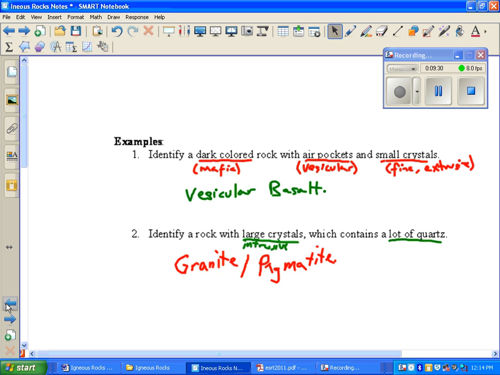So after this lesson, you should know what an igneous rock is, and what intrusive and extrusive mean, and how that's going to affect the size of the crystals, and what felsic and mafic mean. And again, those are terms you should know, but you can always use the reference tables for a hint.